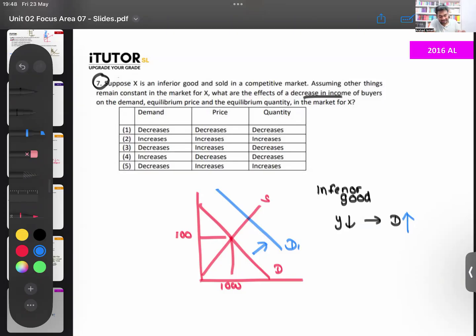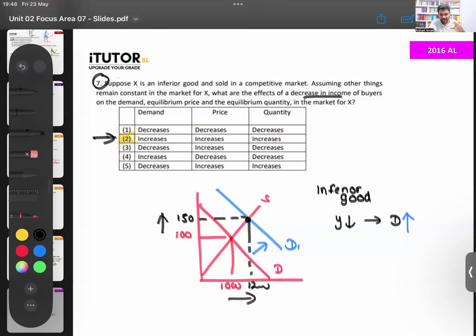Now you just have to picture this. This is your new equilibrium, a new equilibrium price, a new equilibrium quantity. So what has happened to price? What has happened to quantity? Price has also increased. Quantity has also increased. So which one is your answer? It's answer number 2, no? Demand increases, equilibrium price and quantity also increase.